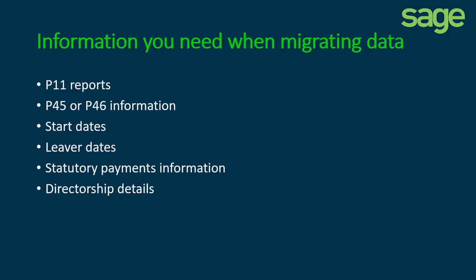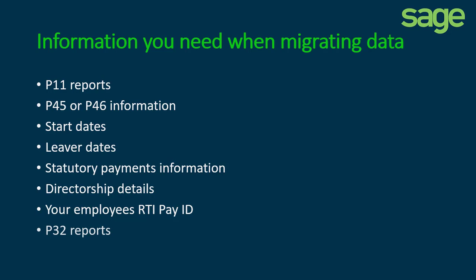You'll need any directorship details, so things like the date they became a director and the NI calculation method. You'll need your employees' RTI PIDs. So if you've previously submitted information to HMRC, you need to have the correct RTI PID for each employee. If you enter the wrong ID, this could duplicate HMRC records for the employee. If your previous payroll system didn't use an RTI PID, you must enter an ID of your choice.